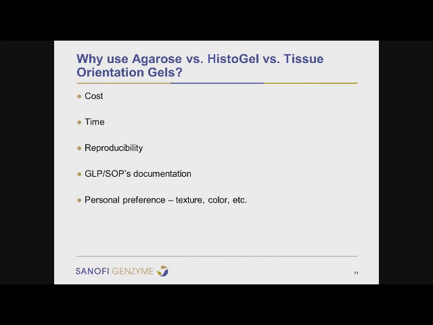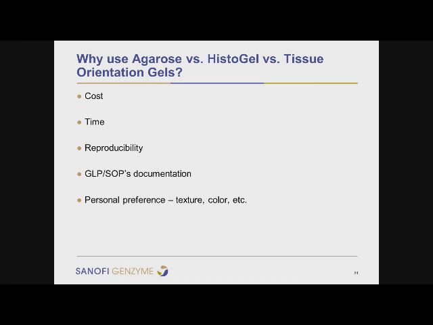So before we go into processing, I want to talk about why use agarose versus Histogel versus tissue orientation gels, and there's so many reasons. The first is cost. Obviously, agarose is the least expensive route to go here, but you have other factors like time. A tissue orientation gel is ready to go when your biopsy arrives or when your tissues are here.